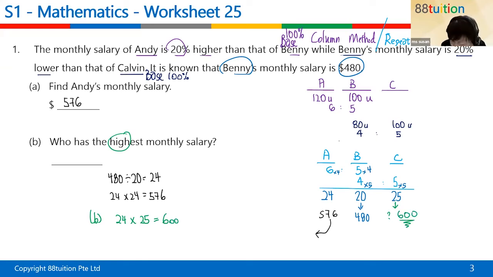After I found this out, did I answer the question yet? No, because the question is asking who has the highest. So among the 3, C gets the highest, which is Kelvin.